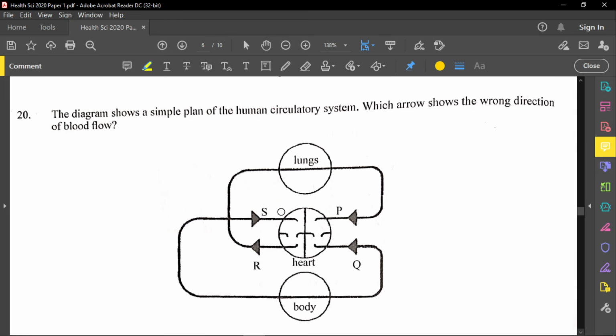So we're looking for which one is wrong. So look at the top ones first. The top ones are going in, which is correct because the atria receive blood. The ventricle is responsible for pushing blood out. So R is correct because it's going out, but Q is incorrect because it's going in. Remember, it must go what? Out. So let's look at what option points to Q for this one.